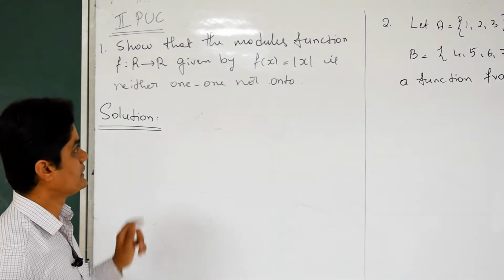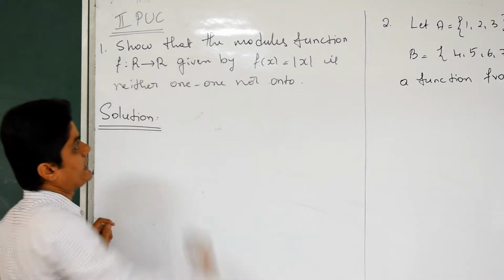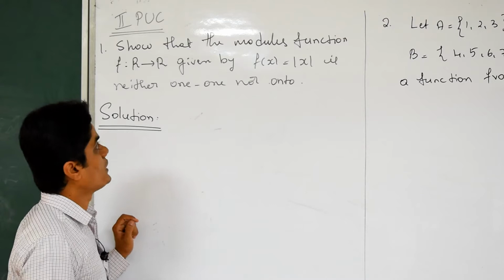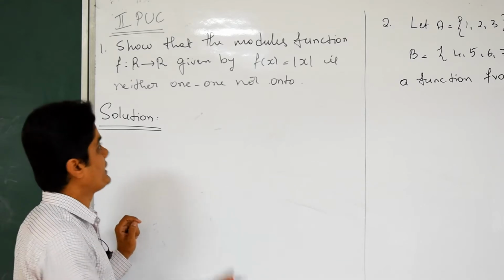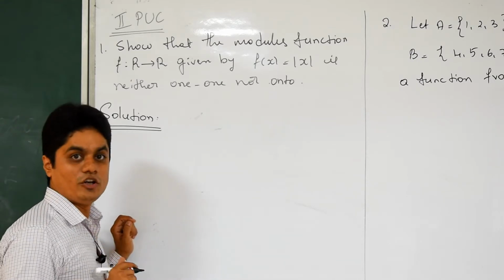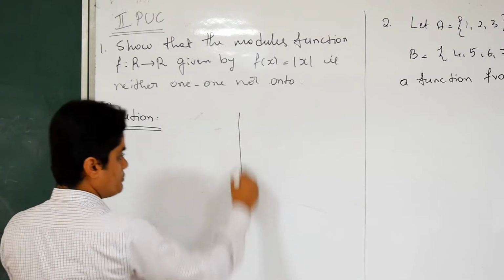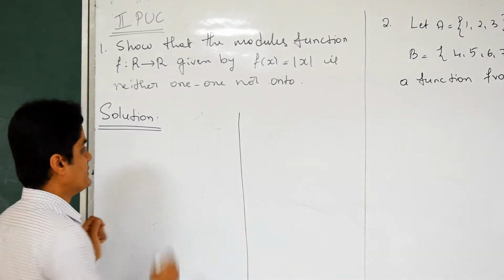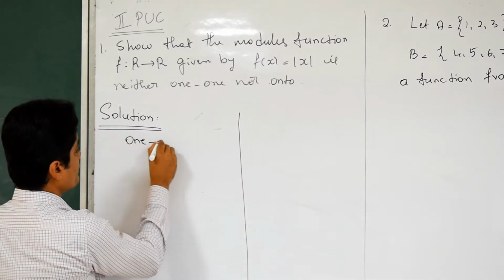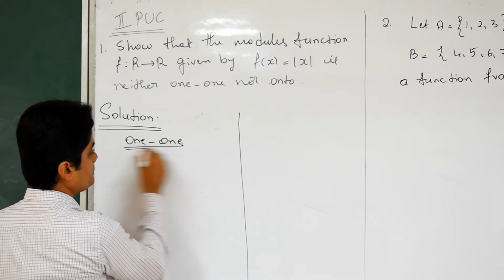So the first question in today's class: show that the modulus function f from R to R, given by f of x is equal to mod x, is neither one-one nor onto. So we have to check two cases. First, we have to check whether it is one-one or not.